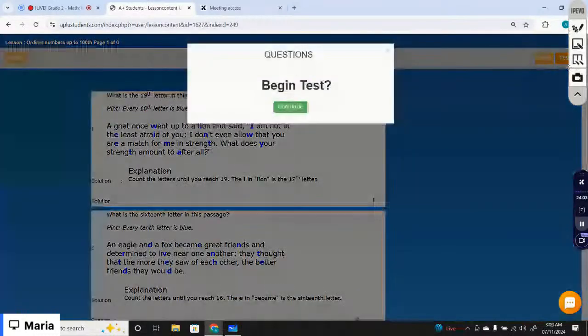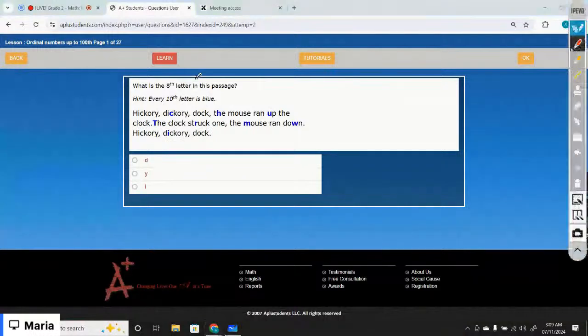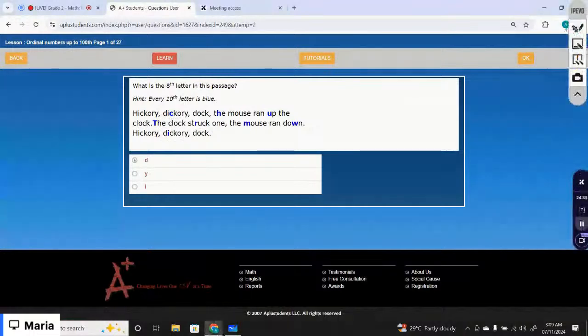Let's start with these questions. What is the eighth letter in the passage? So which is the correct option? Every 10th letter is blue. So the 10th one is blue, so count back: 10, 9, 8. So D is the eighth letter. The correct option is D. Option number one is the correct option.